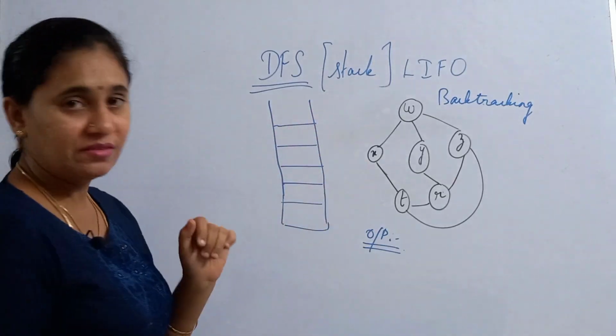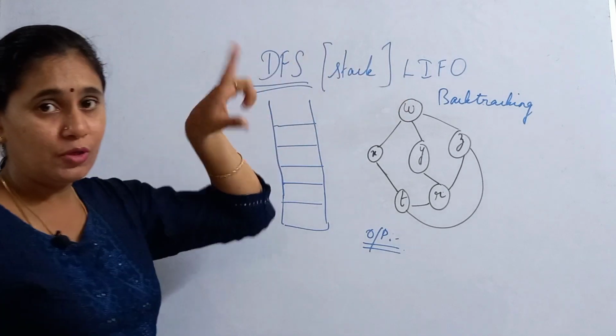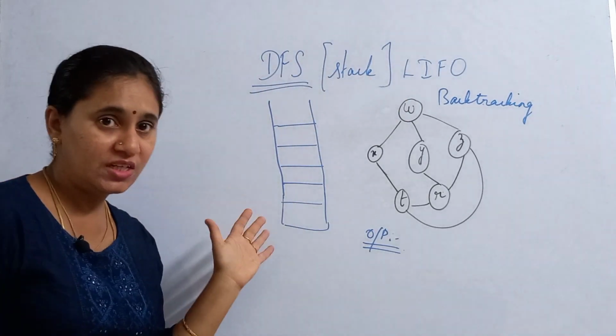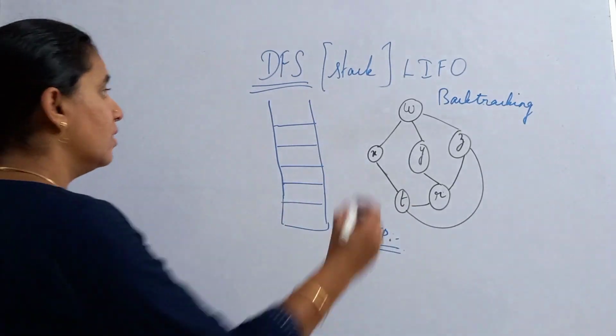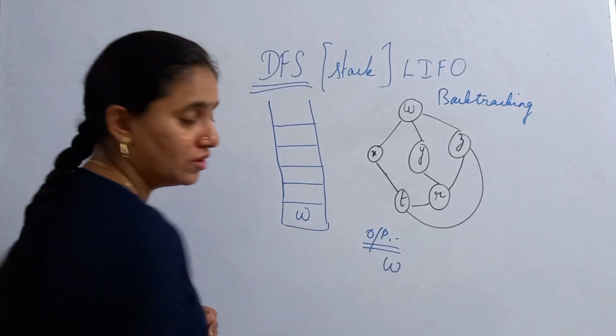It is an undirected graph. So I am going to take this W as my initial element. What I am going to do is push it inside the stack and display it on my screen. So now W is being pushed and it is being displayed on the screen.